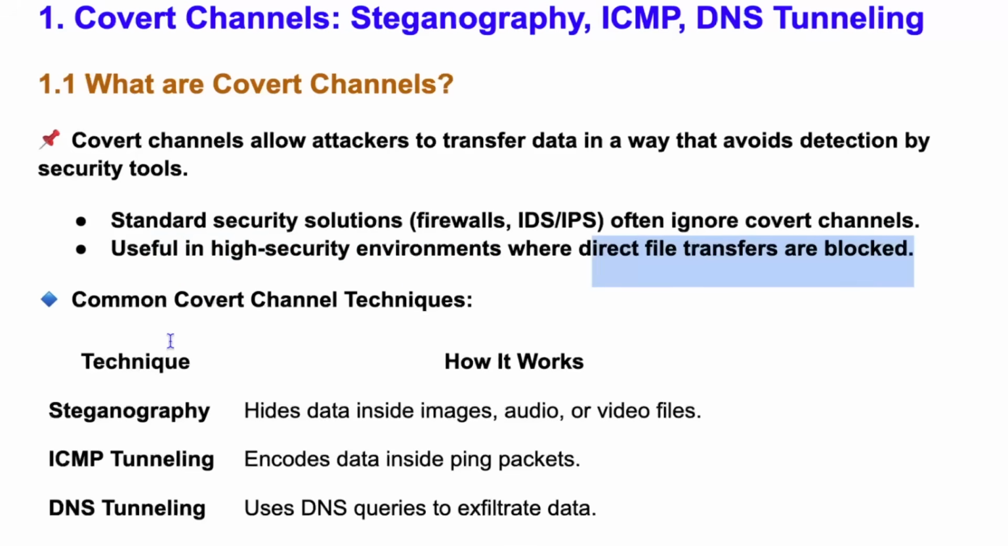Common channel techniques could be steganography, which hides data inside of images, audio, or video files; ICMP tunneling, which encodes data inside of ping packets; and DNS tunneling, which uses DNS queries to exfiltrate data. So let's talk about all of these things.